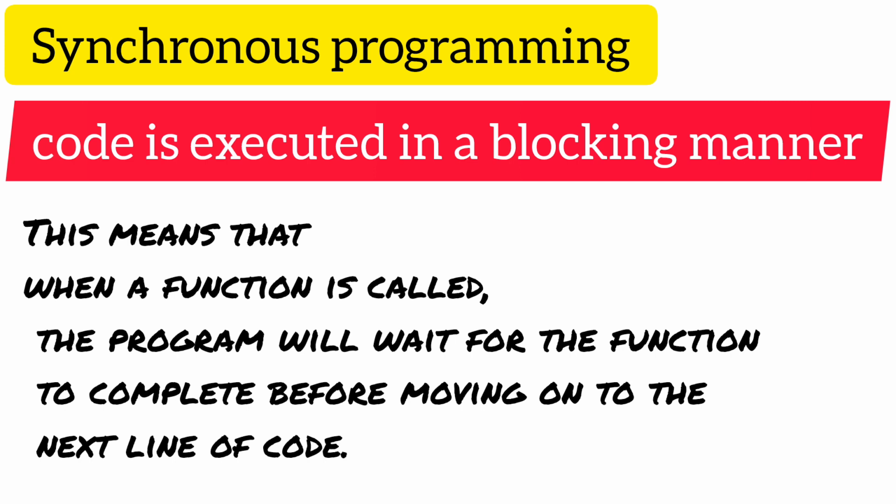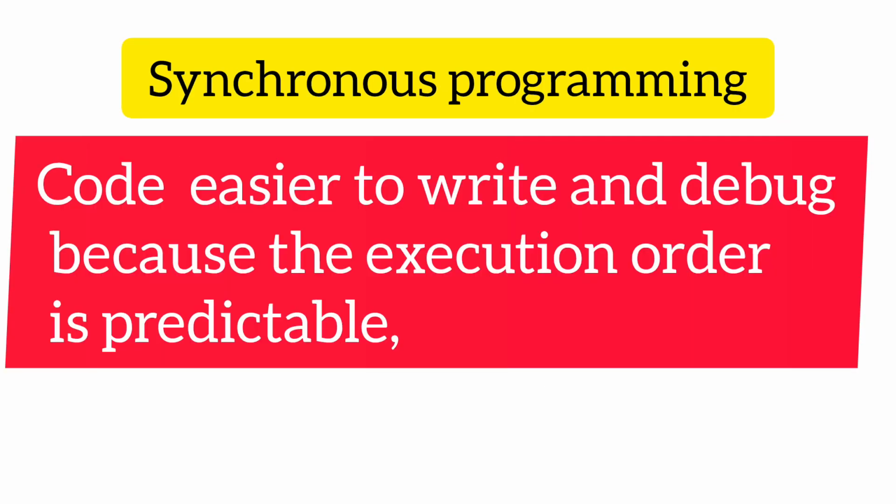In a synchronous call, code is executed in a blocking manner. What does this mean? This means that when a function is called, the program will wait for the function to complete before moving on to the next line of code. In synchronous calls, code is easier to write and debug because the execution order is predictable.